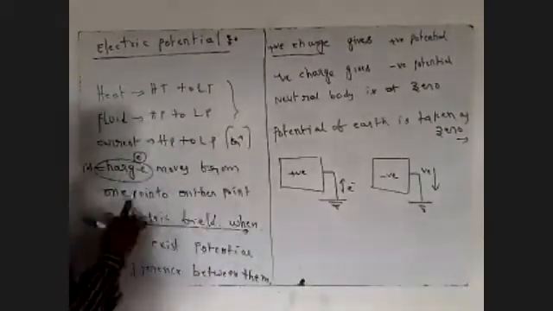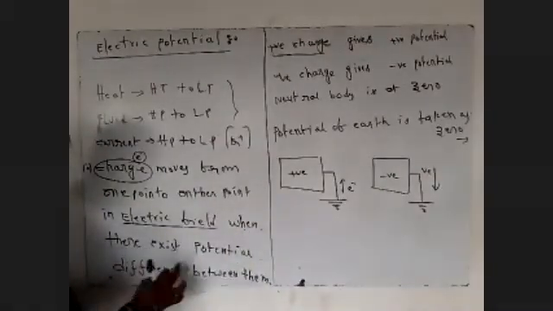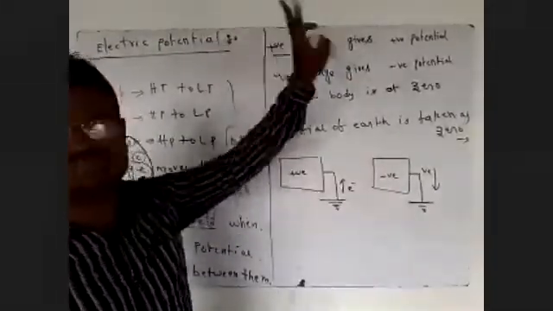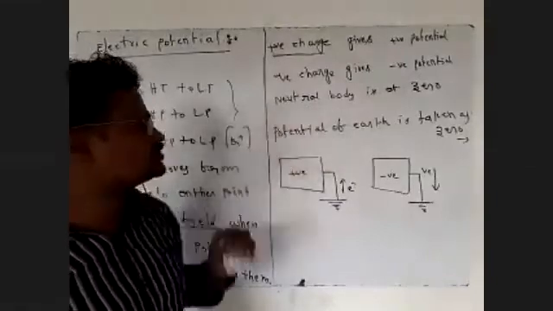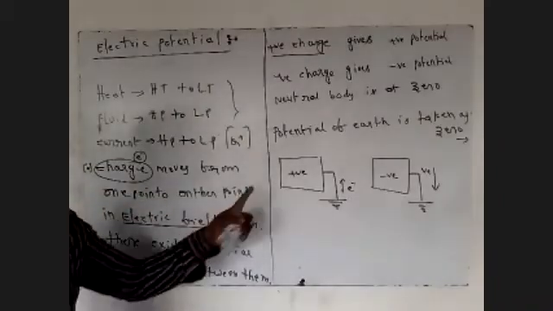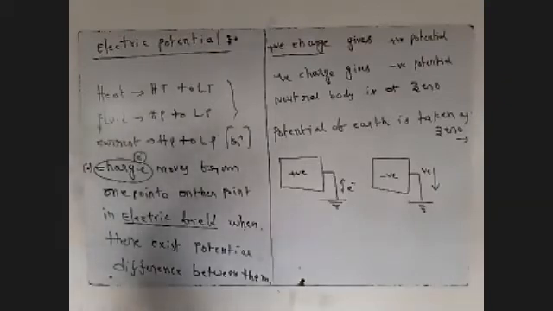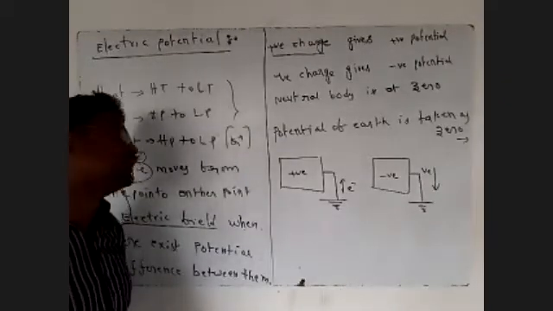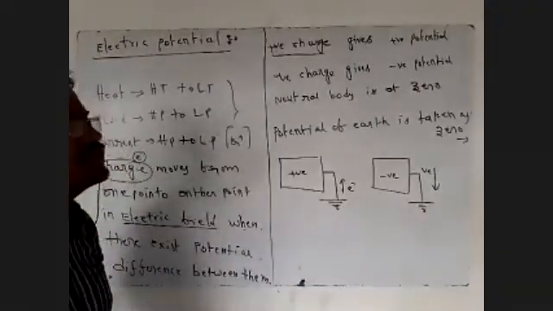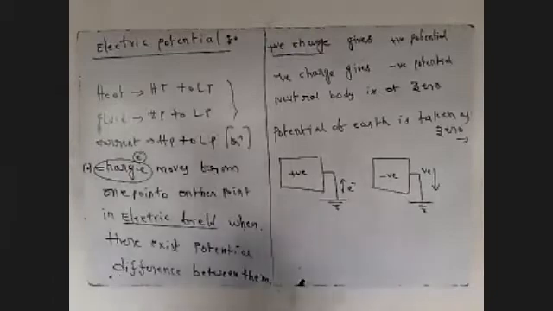A charge moves from one point to another point in the electric field when there exists a potential difference between them. Positive charge gives positive potential, negative charge gives negative potential, neutral is at zero, and the potential of Earth is taken as zero. A positive charge body connected to the Earth: electrons move from Earth to the body. A negative charge body connected to Earth: electrons move from body to Earth. This is a very important topic.